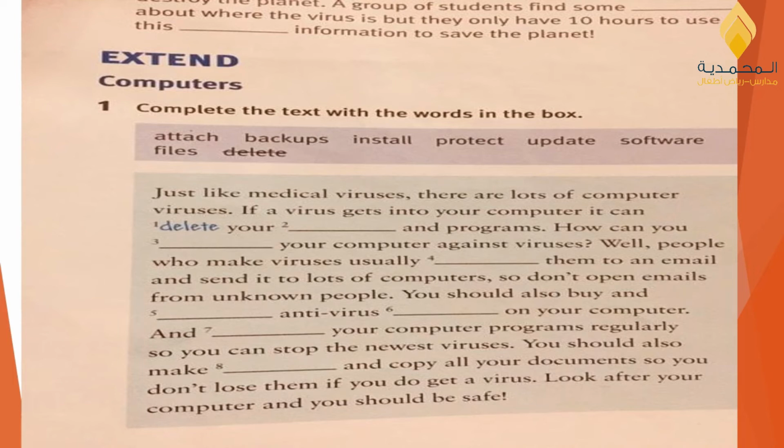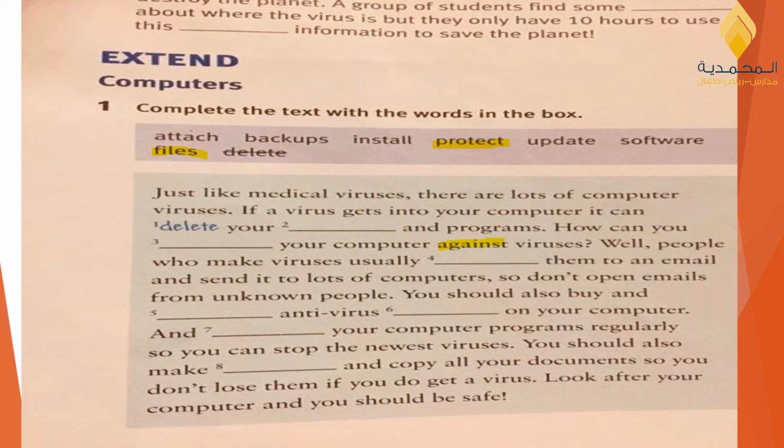Just like medical viruses, there are lots of computer viruses. If a virus gets into your computer, it can delete your... So what's the things that we delete? Yes, it is our files. So it can actually delete our files and programs. How can you dash your computer against virus? So what do we do against? We protect our computers against viruses.